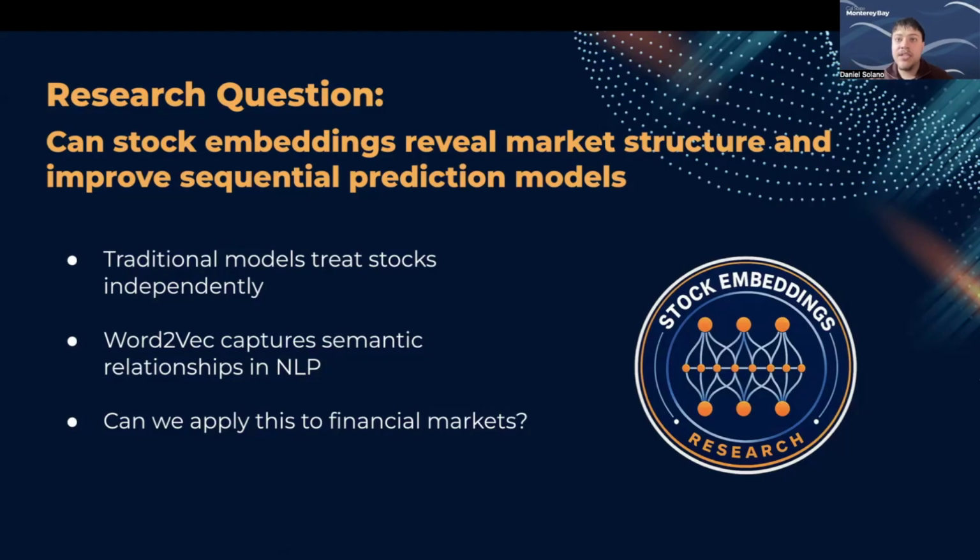But in natural language processing, we have something called word2vec, and that captures the semantic relationships in NLP quite nicely. It learns that king relates to queen in meaningful ways. So I wondered, can we apply the same approach to financial markets? And can Apple relate to Microsoft in ways that improve our prediction?